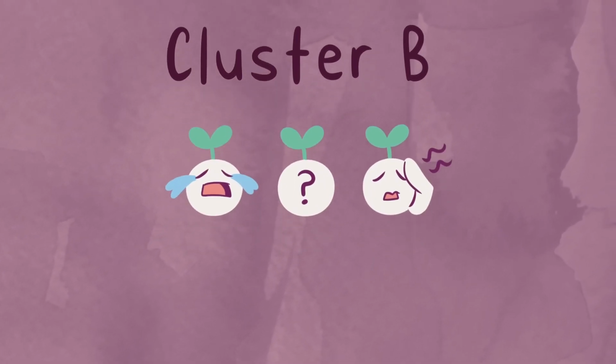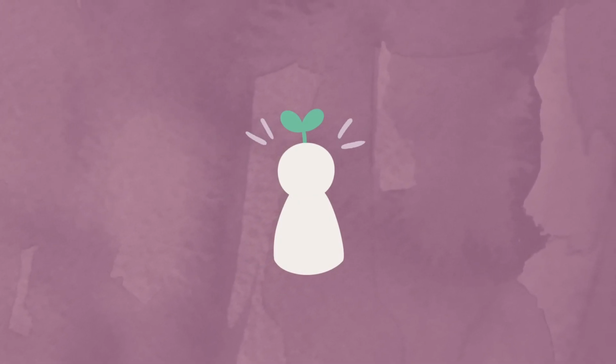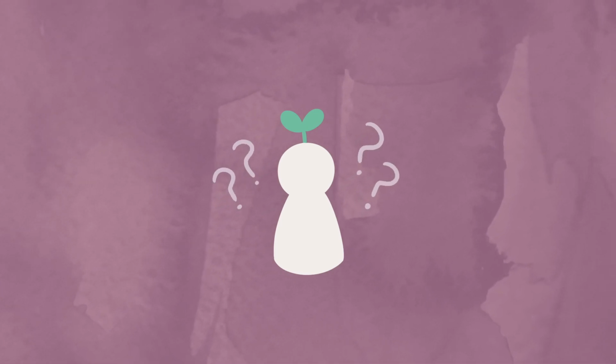ASPD is considered a cluster B personality disorder, meaning that the behavior is emotional, unpredictable, and dramatic. Approximately 1 to 4% of people in the US are suspected to have this condition, but it can be hard to tell as people often go undiagnosed.